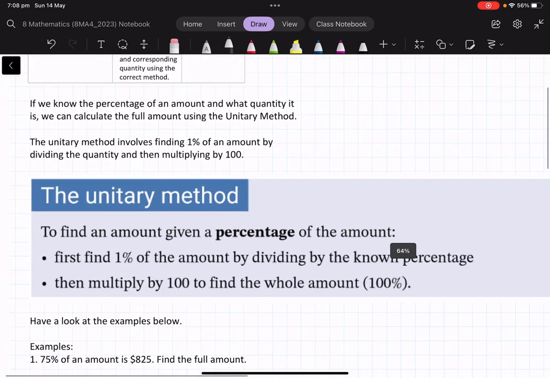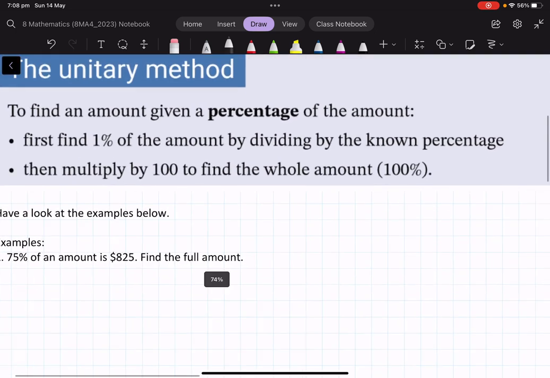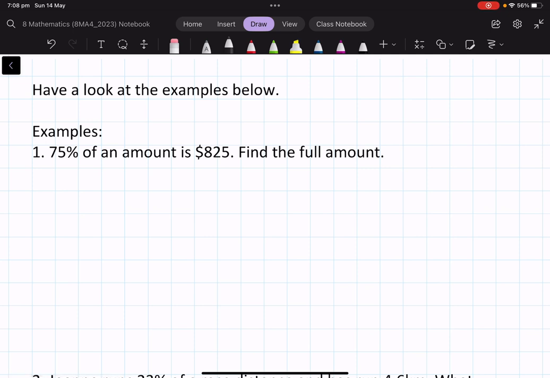The basic summary: this is a nice one to find an amount given a percentage of the amount. First find 1% and then multiply by 100. So let's have a look at an example. 75% of an amount is $825. So we want to find the full amount. Now, basically the full amount means we want to find 100%. That's what we want. So we currently know that 75% is $825.